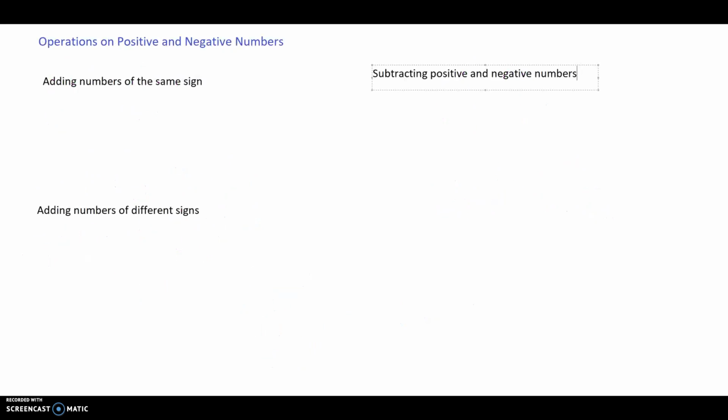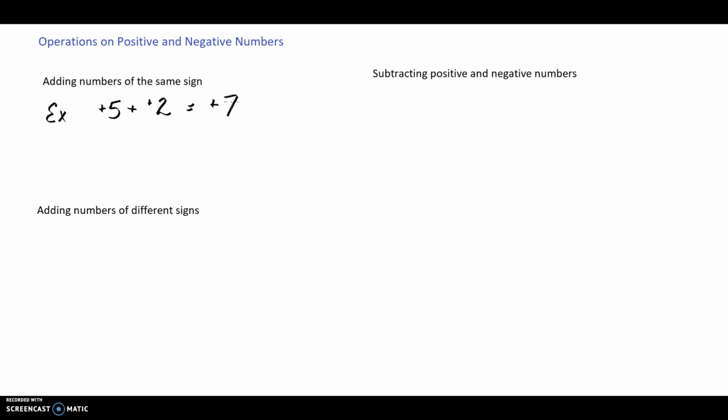All right, next we're going to look at operations on positive and negative numbers. The first example is about adding numbers of the same sign. For example, adding 5, that's a positive 5, plus a positive 2. These two numbers have the same sign. They are both positive. The result will be positive 7.